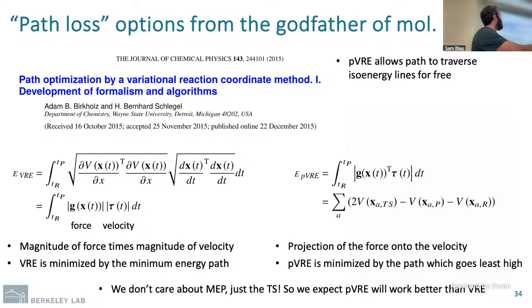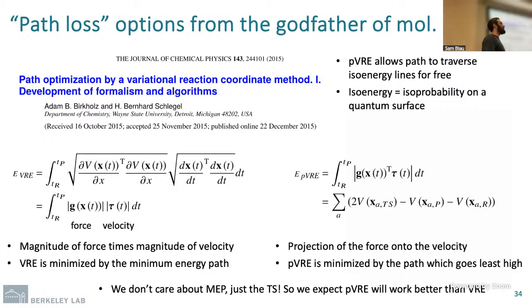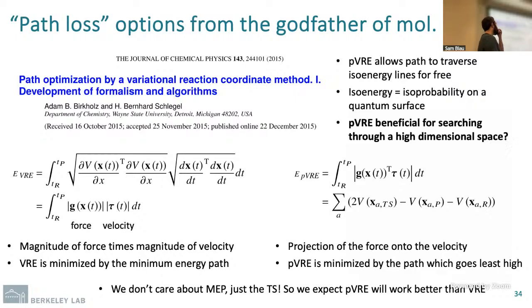Another thing to note about PVRE is that it allows you to traverse iso-energy lines for free. Because if you're moving on an iso-energy line, the projection of your force onto your velocity is zero. And in the quantum world, iso-energy is basically equivalent to iso-probability. Indeed, you do want to allow your optimization to easily traverse and explore things that are iso-probabilistic. So we think that PVRE is not only doing what we want as far as targeting the transition state, but it should also make the optimization problem easier for searching through a high dimensional search space.